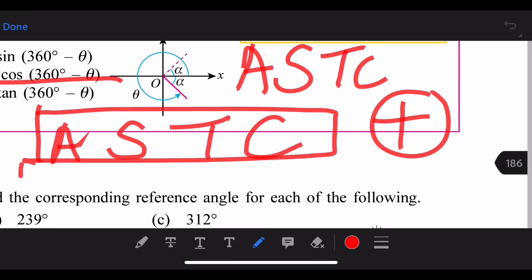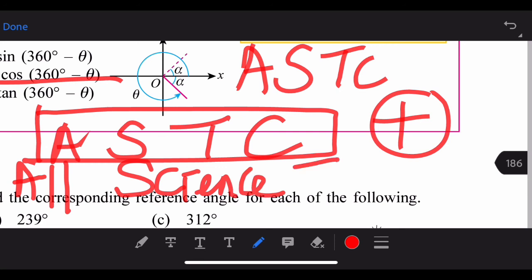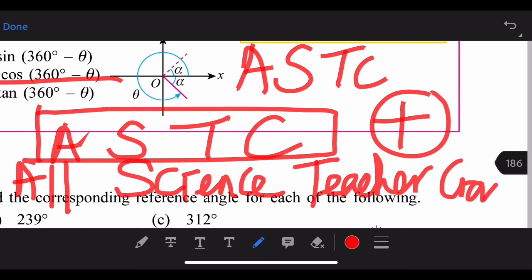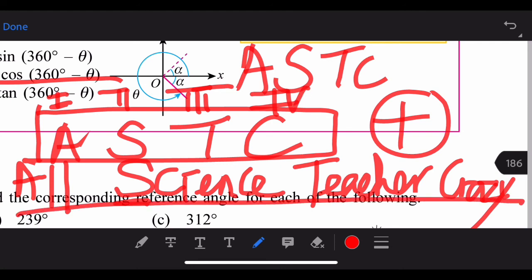For ASTC, you can use your own sentence to help you memorize, like all science teachers are cute, or all science teachers are charming. All means all the quadrant for the angle are positive. Sine here refers to second quadrant, sine is positive. So this one is for first quadrant, this is for second quadrant, this is for third quadrant, and this is for fourth quadrant. So remember, all science teachers are crazy.